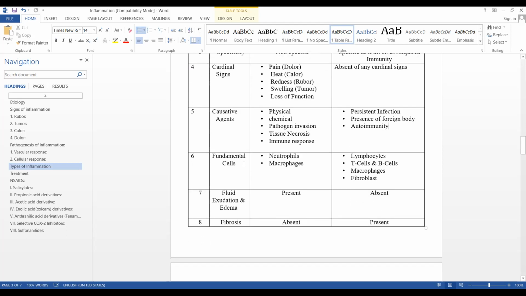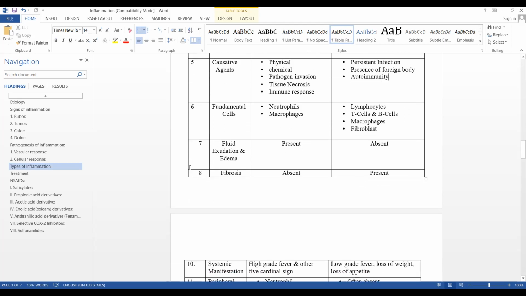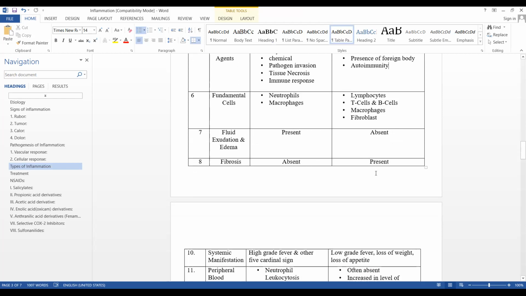The fundamental cells involved in acute are neutrophils and macrophages, and in chronic, lymphocytes, T cells, B cells, macrophages, and fibroblasts. The seventh one is fluid exudation and edema. In acute, fluid exudation and edema are present, but in chronic it is absent. Fibrosis, which means hardening of the tissue, is absent in acute, but present in chronic.